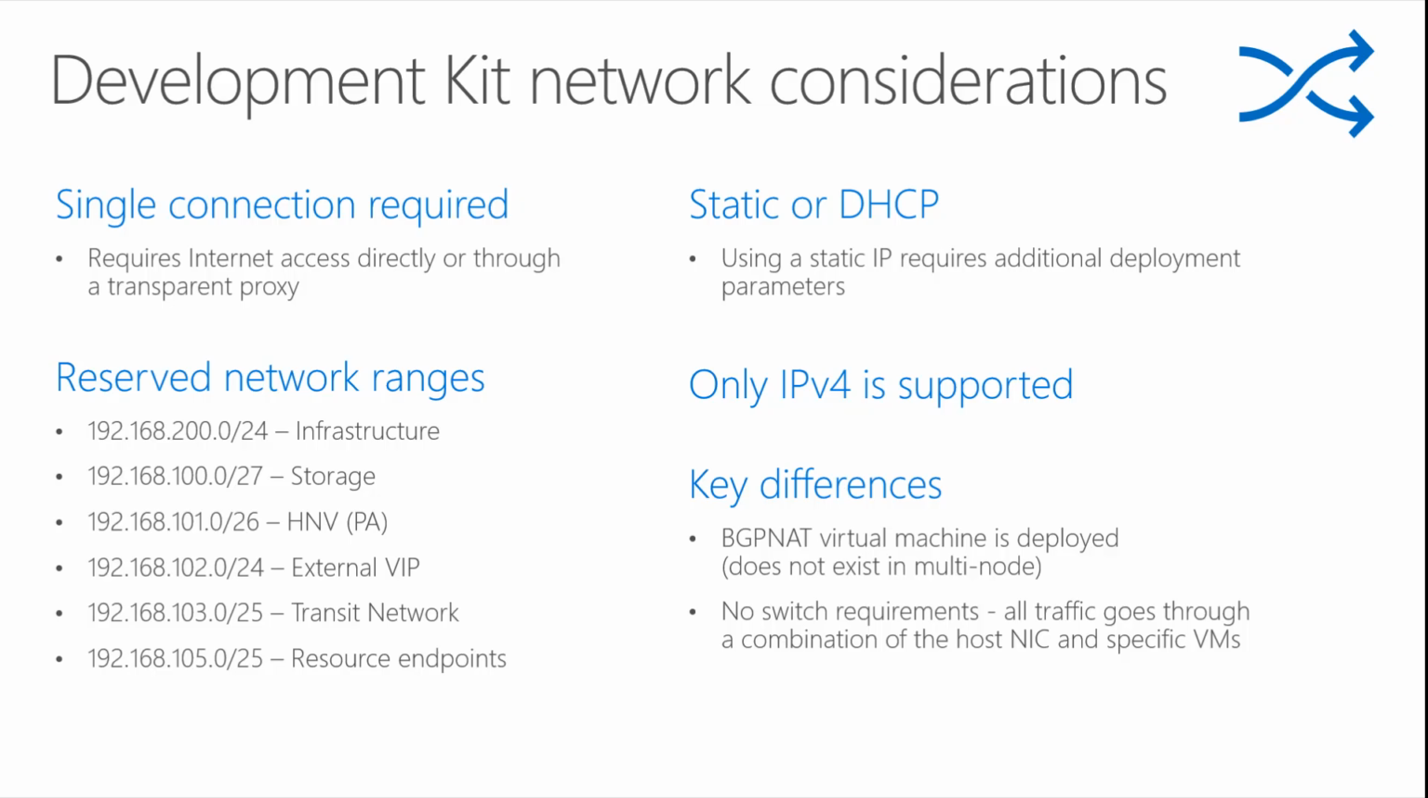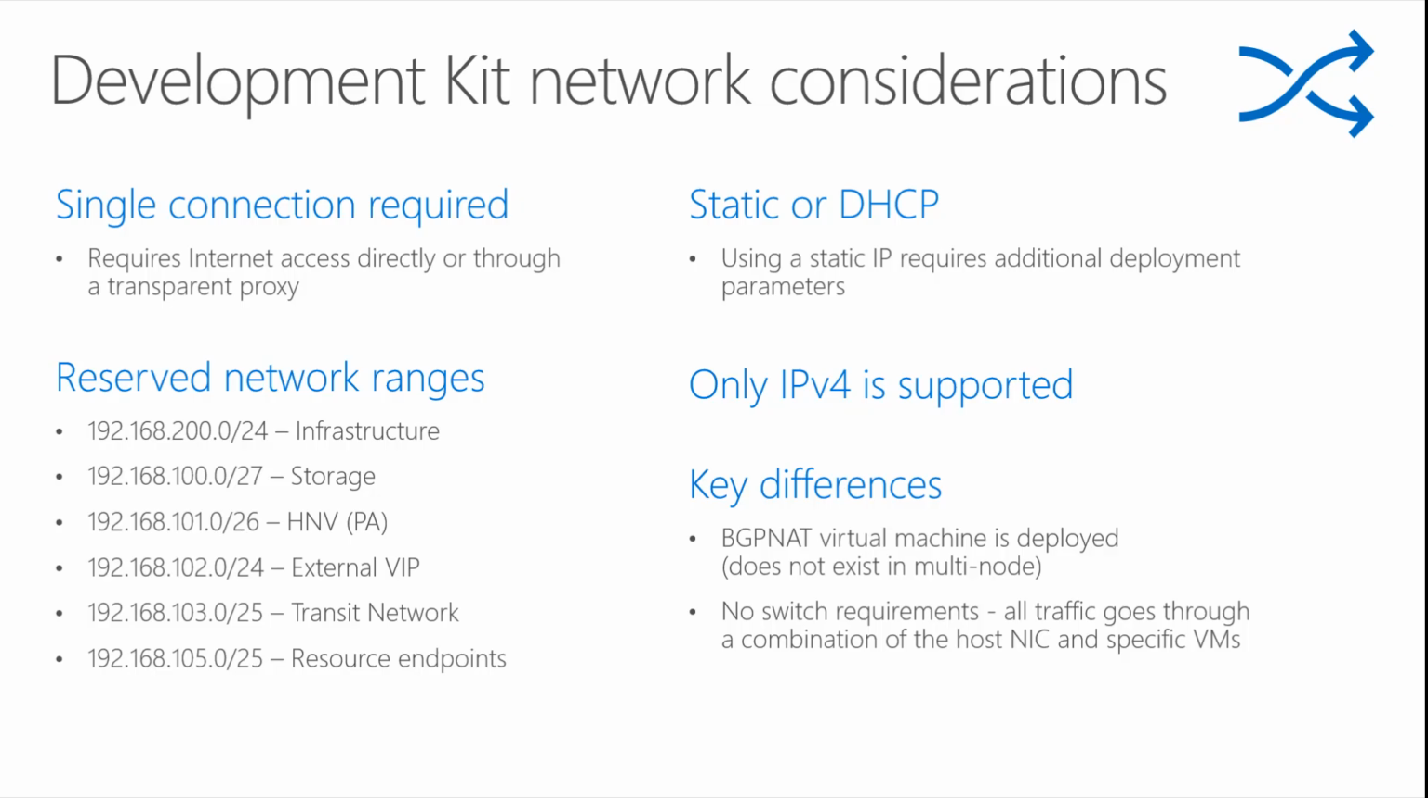Some additional networking considerations. A single connection is required, requiring internet access directly or through a transparent proxy. There are reserved network ranges for infrastructure, storage, Hyper-V, external VIP, transit network, and resource endpoints. Those are fixed and defined for you. You need access to a DHCP using a static IP. It requires additional deployment, so the preferred way is to have access to a DHCP server. And we mentioned IPv4 is supported.